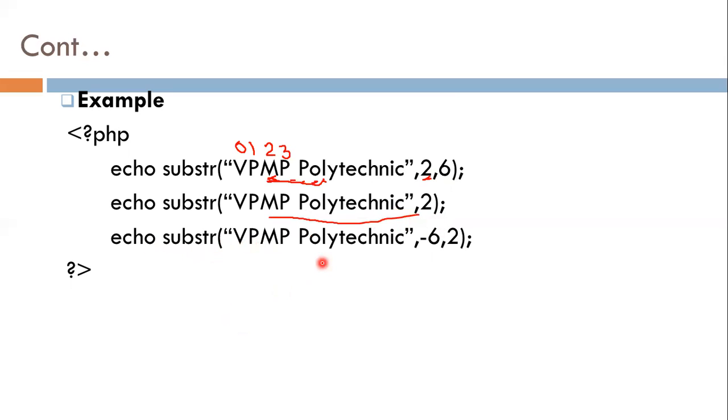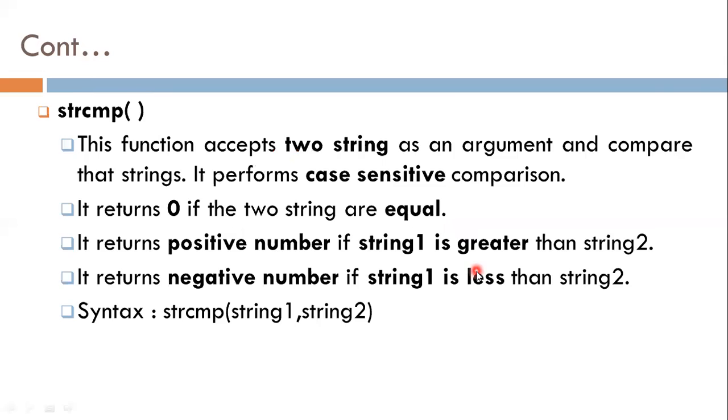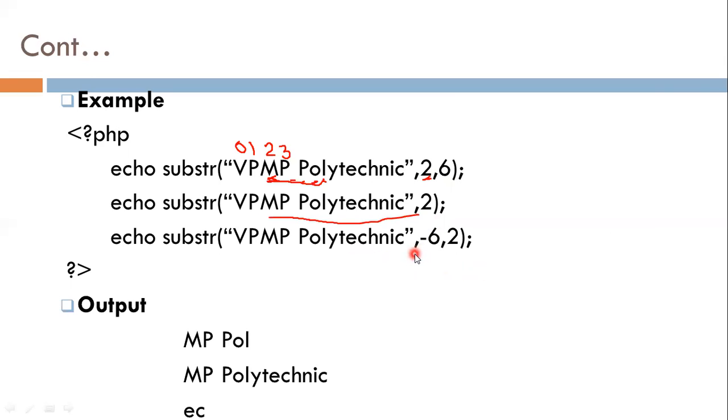And in the third echo statement, I write VPMP Polytechnic, then -6, meaning a negative starting point. So my starting point is from the right hand side. I count from the right hand side: -1, -2, -3, -4, -5 and -6. Okay, so it starts from small e, and then the number of characters is 2. So I print just 2 characters, and my output is ec.